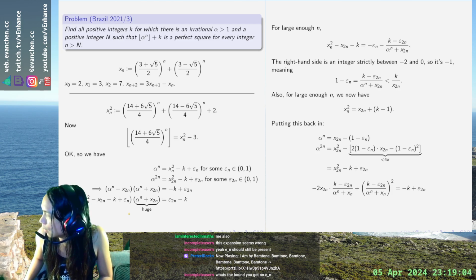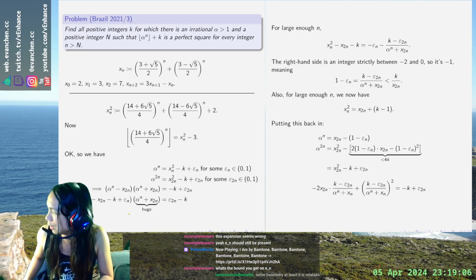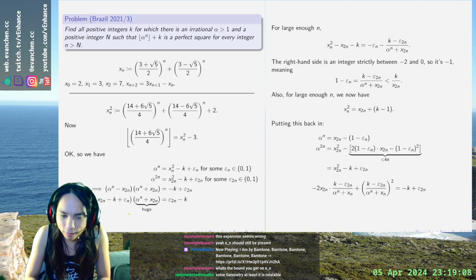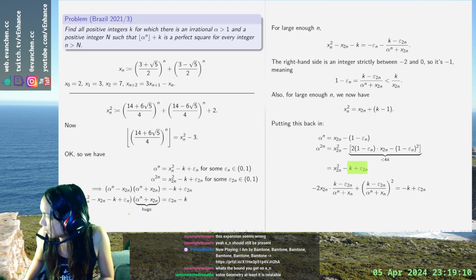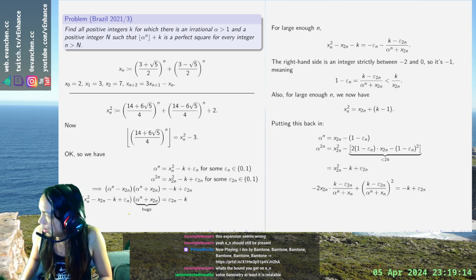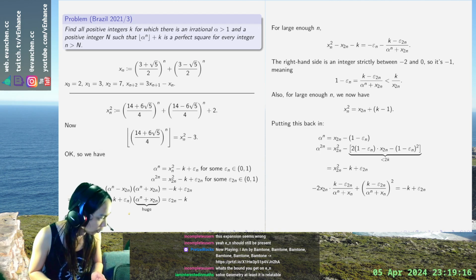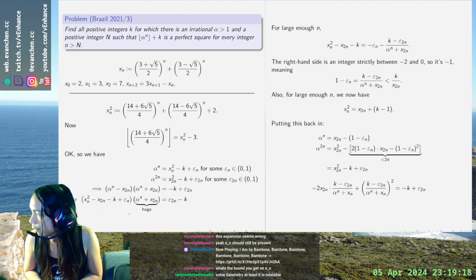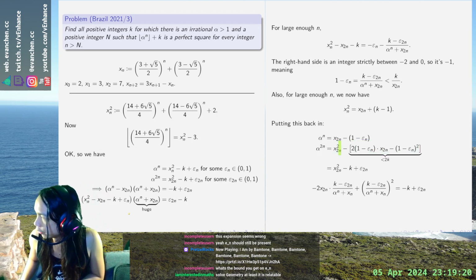Yeah, the whole thing is bounded by less than 2K. And then meanwhile, this thing is minus K plus epsilon 2n. And squares get farther and farther apart over time. So for a sufficiently large n, these two error terms have to actually match.